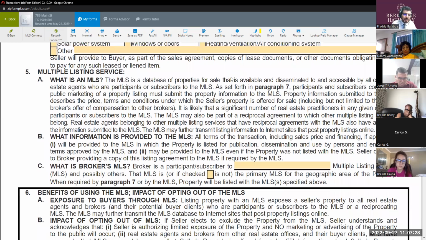Okay, what is the MLS? The MLS is the Multiple Listing Service. It is the database of properties for sale that is available, disseminated, and accessible by all other real estate agents who are participants and subscribers to the MLS, as set forth in paragraph 7.